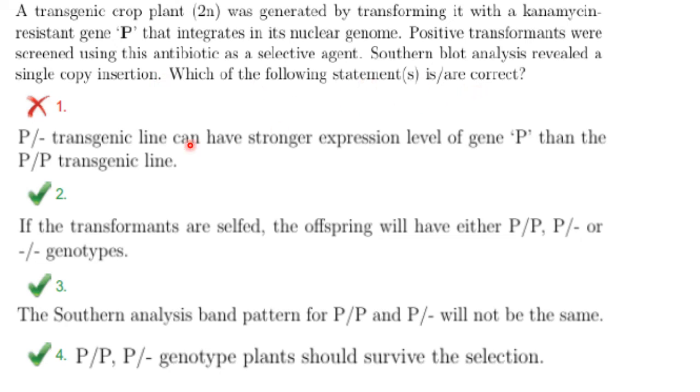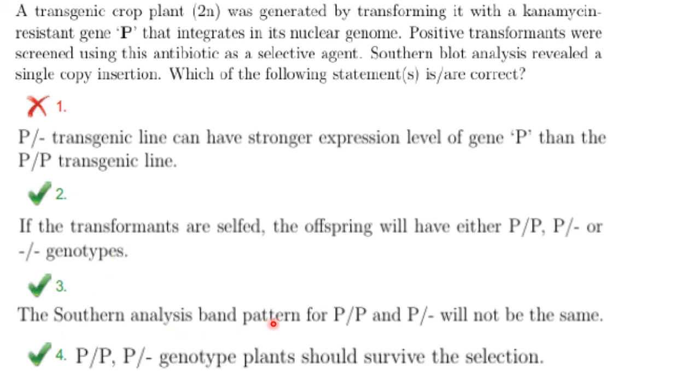Which of the following statement is correct? P bar minus transgenic line have a stronger expression level of gene P than the PP. No, the PP will have a stronger expression level than this one. If the transformants are selfed, the offsprings have either PP, P minus or minus minus genotypes. How I got that? I have put it in my next slide.